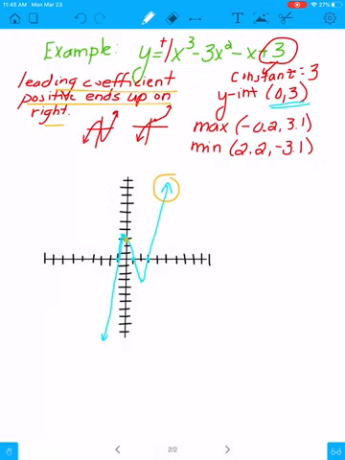Now, what is great about odd degree functions? Their arrows are in opposite directions. So because their arrows are in opposite directions, your domain is always going to be x is an element of the reals.